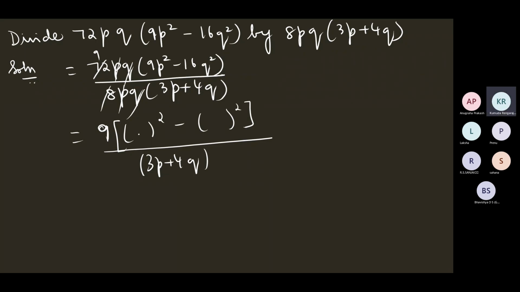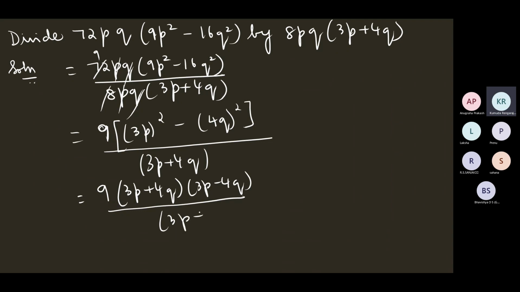Yes, Bhavishya, in the bracket? 3P, ma'am. Next bracket? 4Q. Very good. So next step? 9, square bracket. 3P plus 4Q and 3P minus 4Q, ma'am. Very good. Divided by 3P plus 4Q. So the 3P plus 4Q expressions get cancelled, and the result is 9 into 3P minus 4Q. Write down, children.